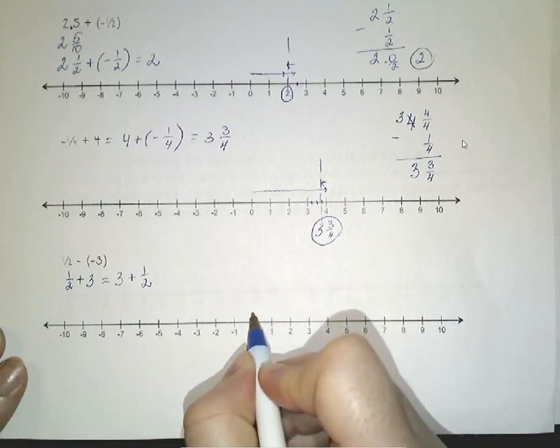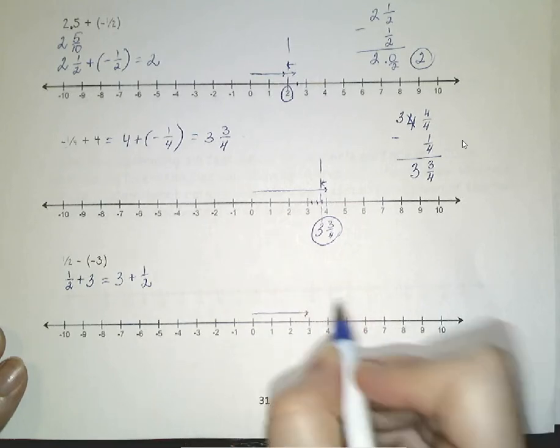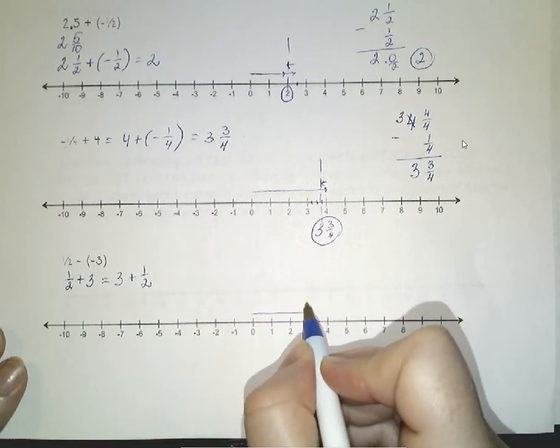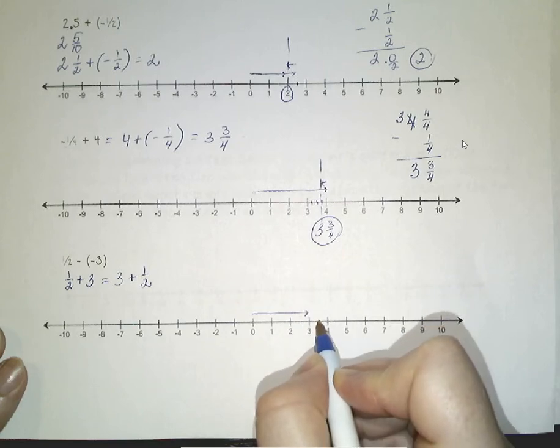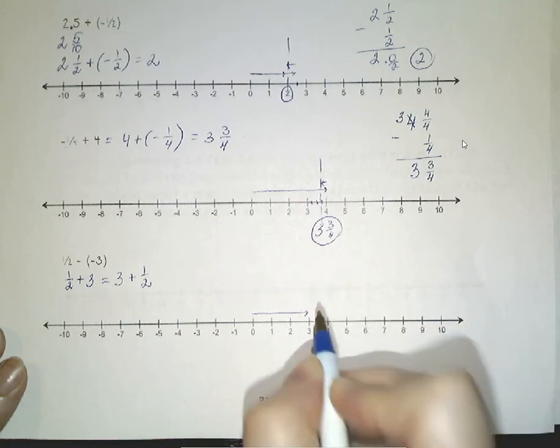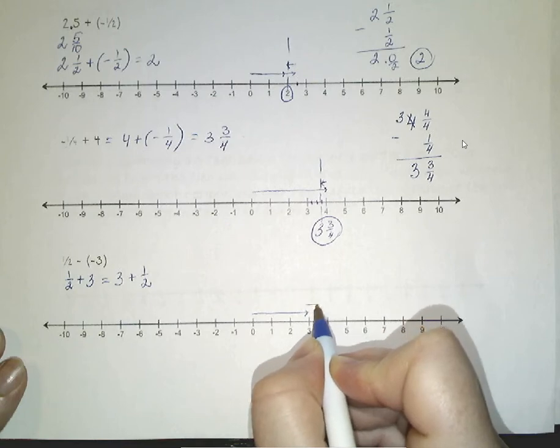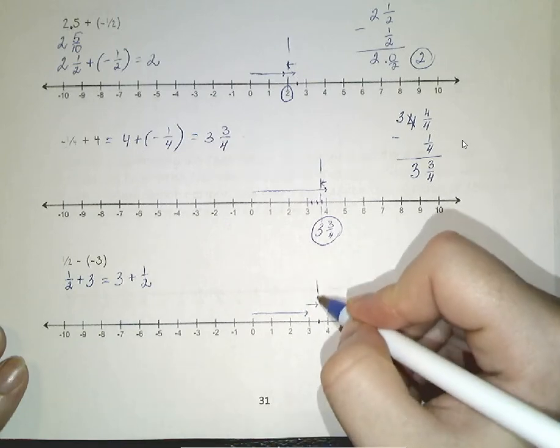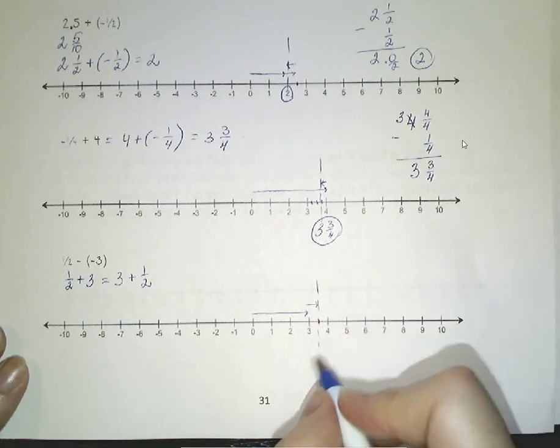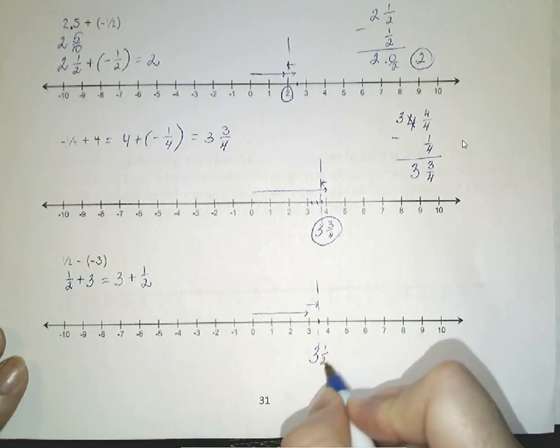So I will have from 0 to 3. I'm going to add another arrow that is 1/2 unit long. So I'm going to split my whole into 2 halves, and I'm going to add 1/2. I'm going to stop here, which is 3 and 1/2.